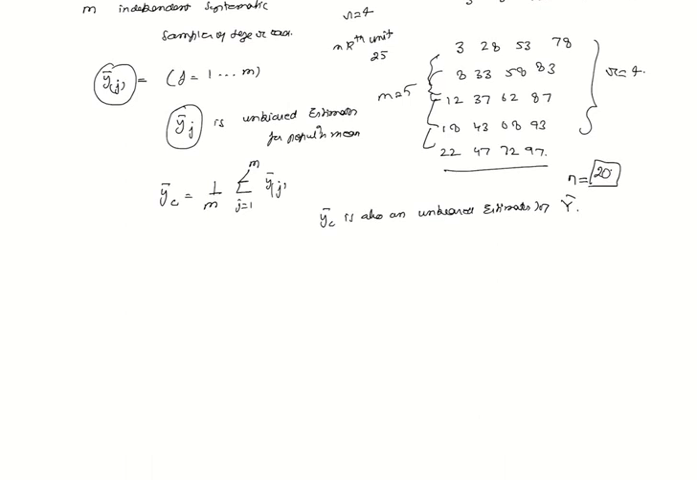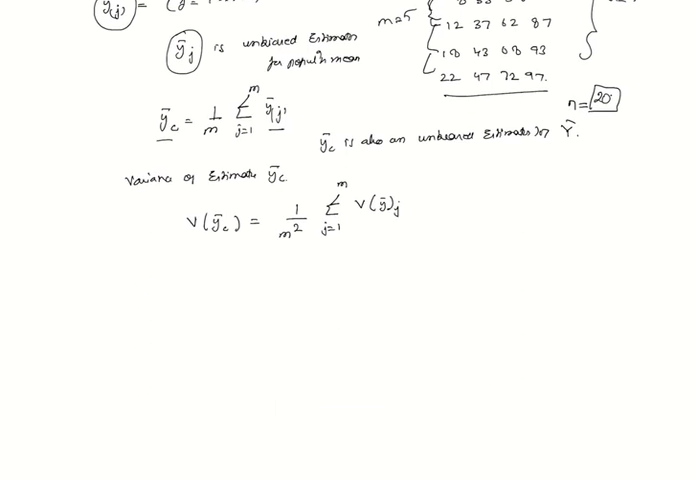Now what about variance? Variance of estimator y bar c. That is going to be variance of y bar c, that is 1 upon m square sigma j equal to 1 to m variance of y bar j. Why is that? Because y bar c is the average of y bar j's. So when you do their variances, they add, but the m will come out and it will be squared. So that is why variance of y bar c will be 1 upon m square times the variances of the y bar j's.